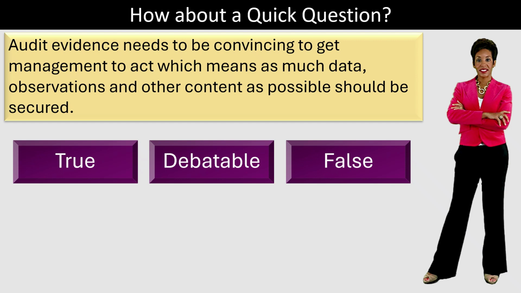Let me pose a question. Audit evidence needs to be convincing to get management to act, which means as much data, observations, and other content as possible should be secured. Is this true, false, or debatable?